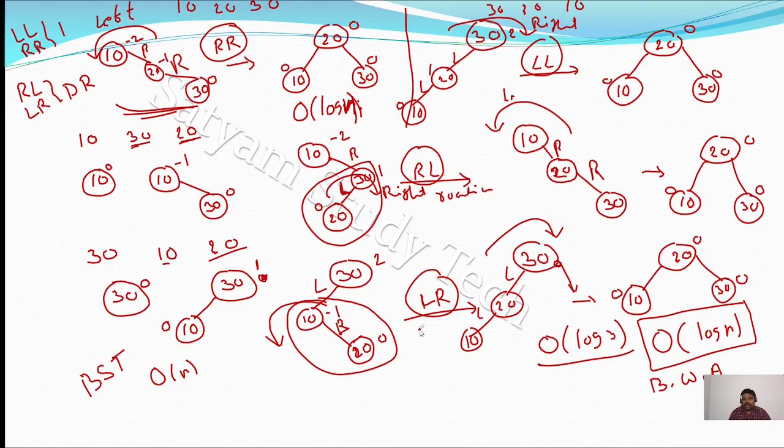Okay, in later classes we have to discuss how to add nodes to the AVL tree, how to create an AVL tree, and how to perform delete operations on an AVL tree. In later classes we will discuss.